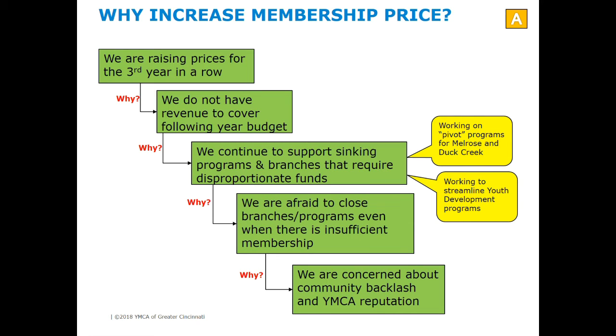We use a 5Y analysis when we see the same problem over and over again despite attempting changes. That is usually a sign that we have been treating symptoms. In this example, we discovered that membership prices were continually increasing because we were supporting branches that needed special help for funding. Working on a pivot program and finding additional financial partners for these branches will make the entire association financially healthier.